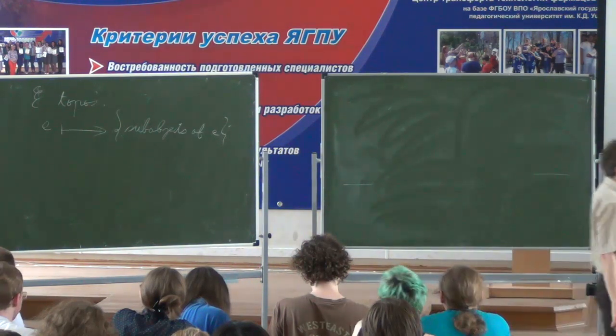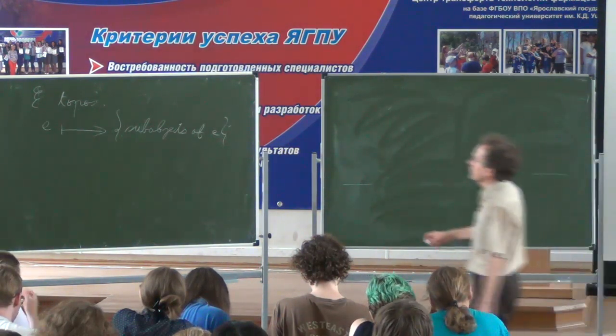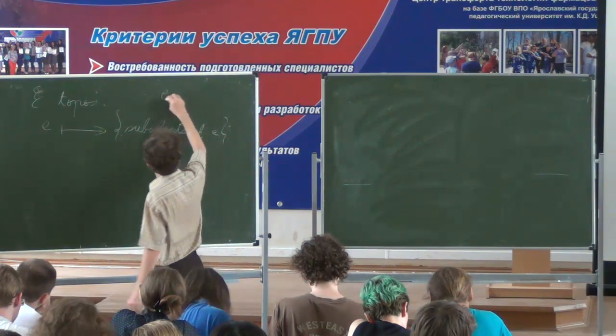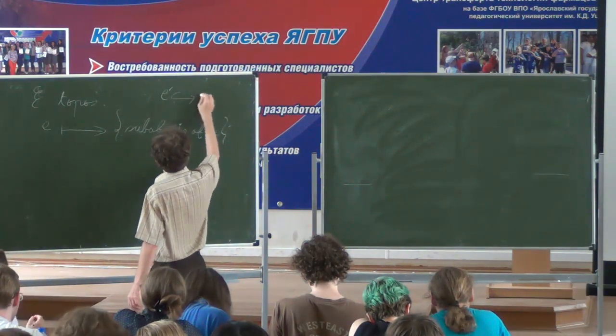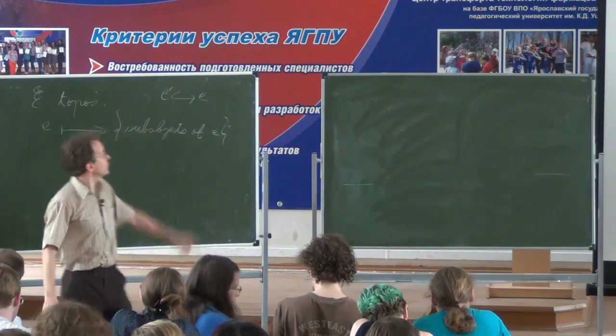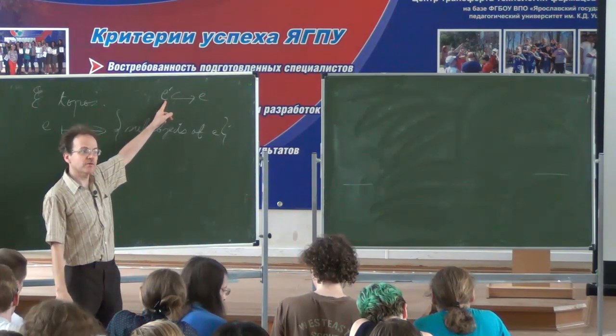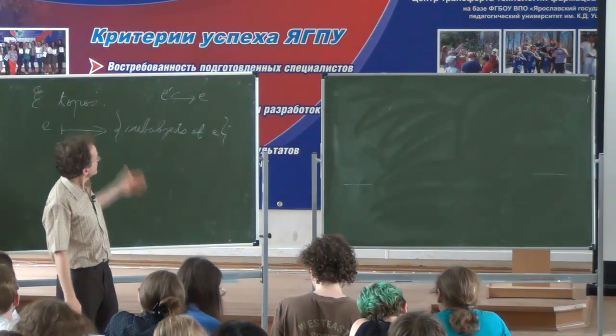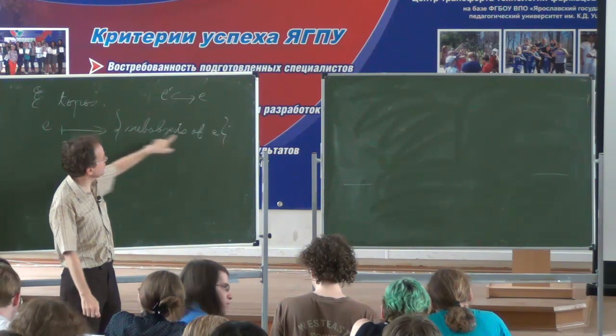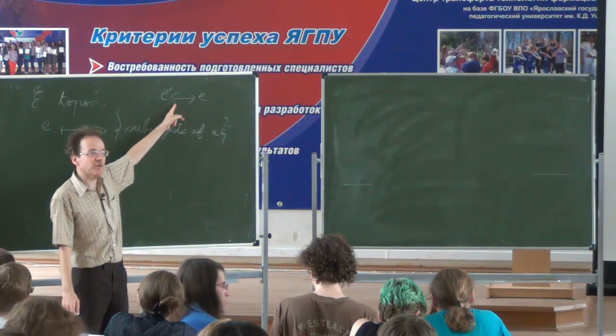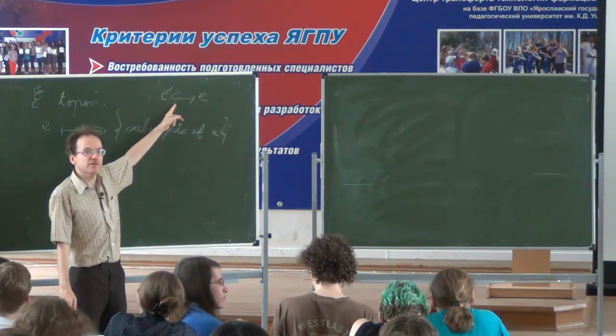Okay, so what is a subobject? So of course, what does it mean? It means you are considering a monomorphism from E prime to E, considered up to equivalence. So then there is a property that subobjects of an object make up a set.